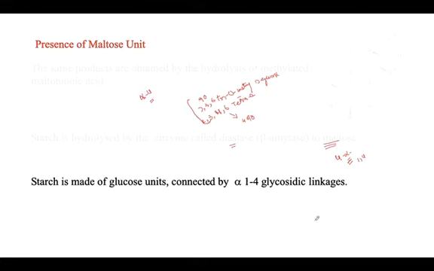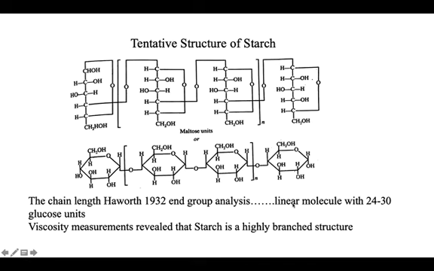Then starch is made of glucose units, which are connected by alpha 1,4 glycosidic linkages. That has been confirmed so far. So we say that the tentative structure of starch must be like this, where we can have a non-reducing side and a reducing side, and this one is the reducing end, and we have the maltose units present in it, n number of maltose units.